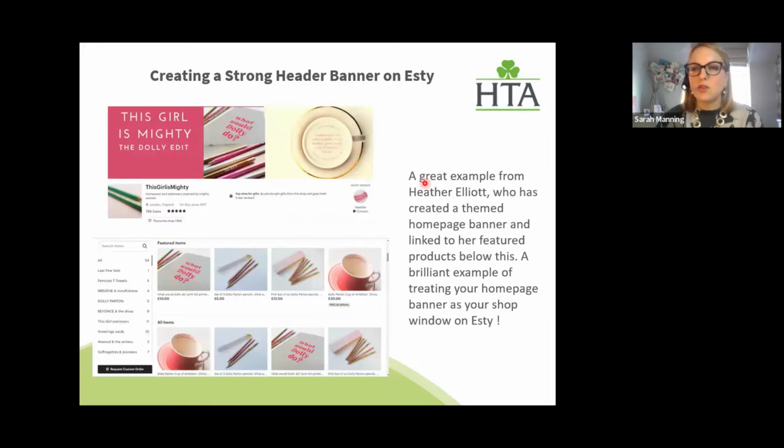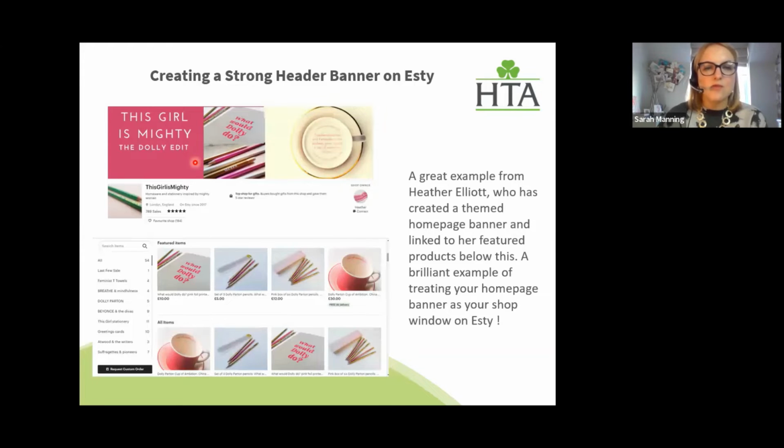I've included Etsy on here because all of this was an example from a brand called This Girl Is Mighty, Heather Elliott. So if you are thinking about Etsy as well, just a very quick technique on this. On Etsy, you can't change the quantity of icons. It's more like a template area. But you do have the ability to move product around. Just to explain what Heather has implemented here, Heather has created header banners for all of her ranges of products.